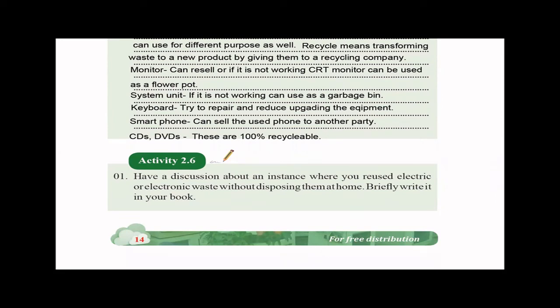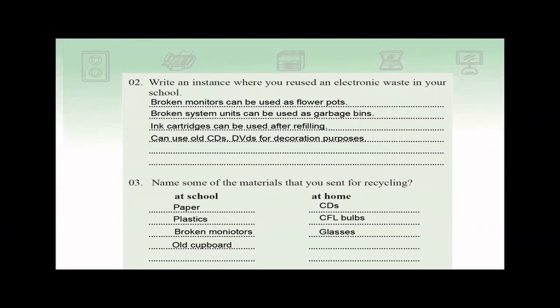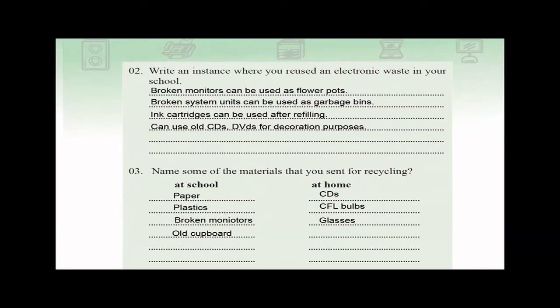Activity 2.6. This one is to have a discussion about an instance where you reused electronic or electric waste without just disposing of it. If you use it for something, then please do mention. That's what they're asking, right? For example, as I told, a system unit can be used as a toy container. Write an instance where you reused an electronic waste in your school.